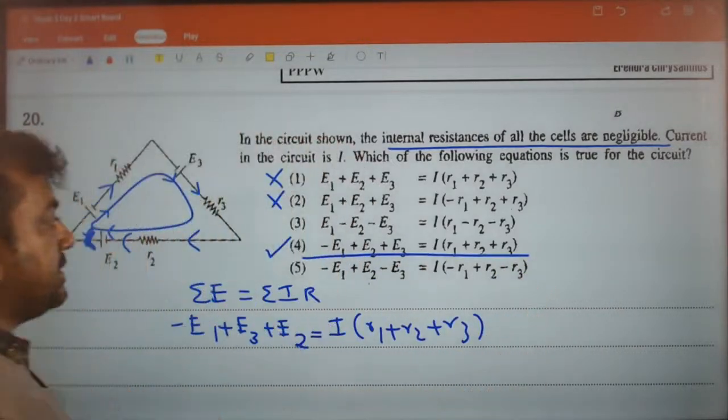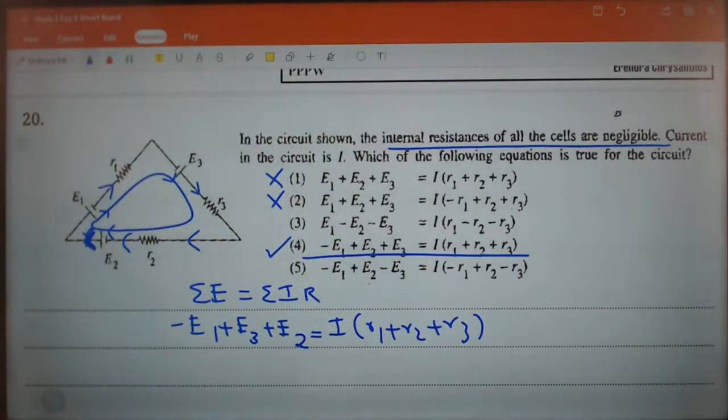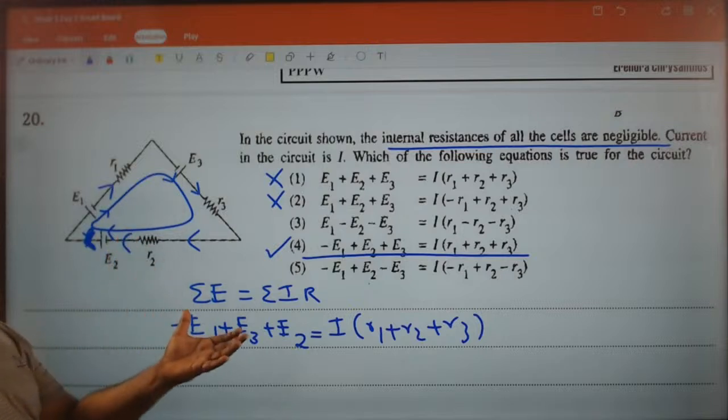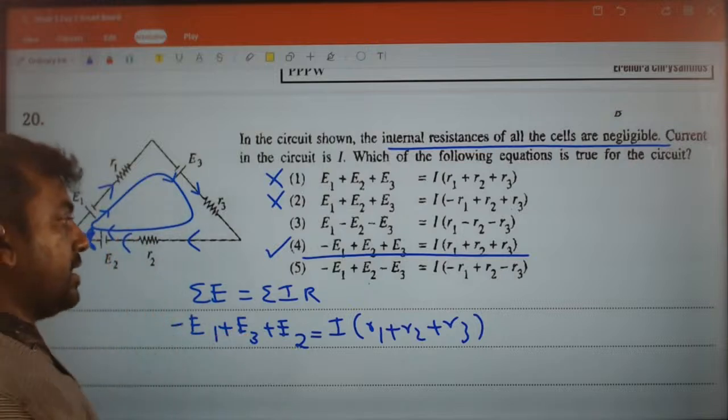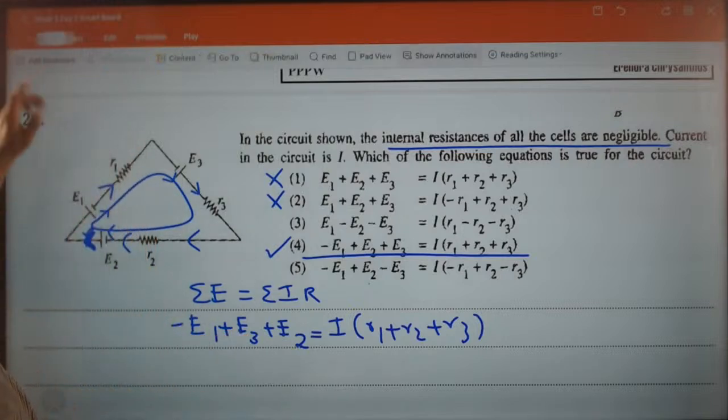Correct answer is answer number 4. Very simple. Apply Kirchhoff's law, you can get your answer.